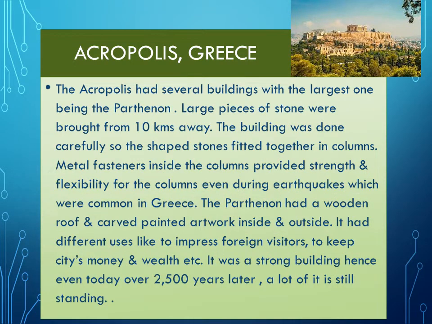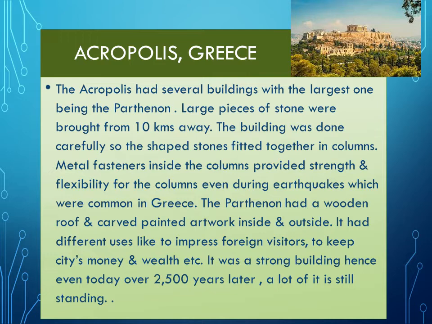The Acropolis in Greece had several buildings, with the largest one being the Parthenon. Large pieces of stone were brought from 10 kilometers away. The building was done carefully, so the shaped stones fitted together in columns. That means they made the columns or the pillars very, very sturdy. These metal fasteners inside the columns provided strength and flexibility for the columns or pillars even during earthquakes, which were common in Greece. The Parthenon had a wooden roof and carved painted artwork inside and outside.